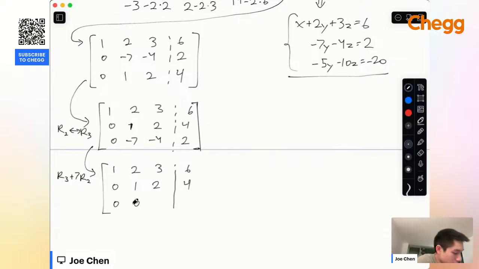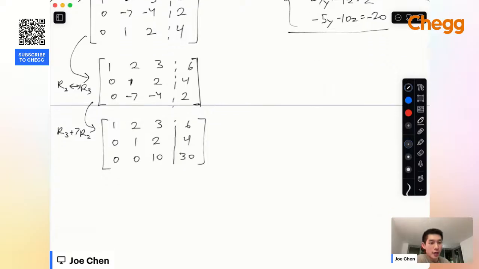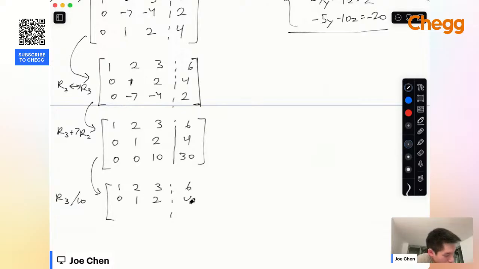So this becomes a 0, and then I have minus 4 plus 14, which is 10. Then I have 2 plus 28, which is 30. And similar to before, I'm going to now divide the whole last row by 10, to get 1, 2, 3, 6, 0, 1, 2, 4, 0, 0, 1, 3.